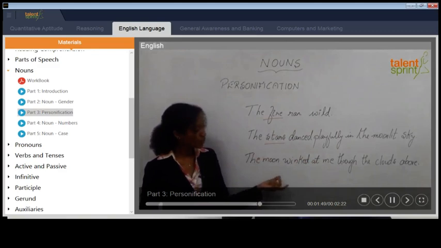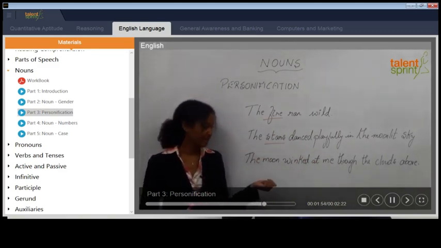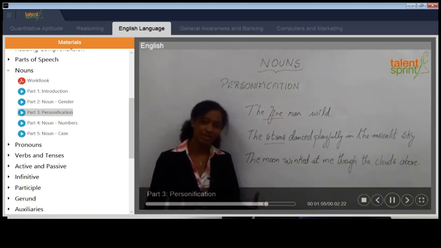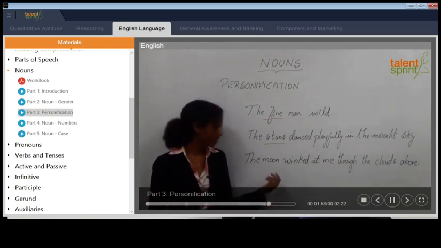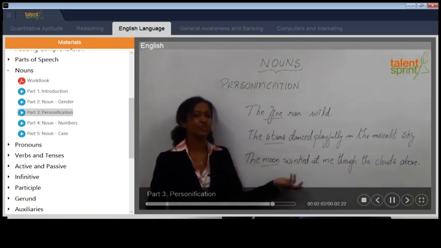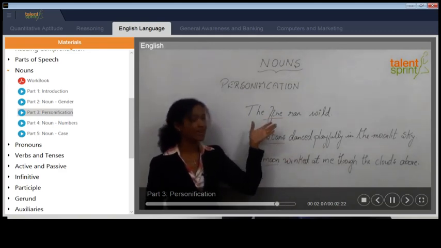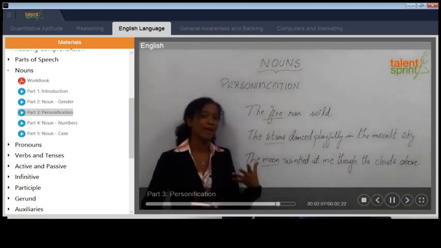The moon winked at me through the clouds above, right? Obviously, again, the moon cannot wink, only a person can wink. So the moon here again is personified to be a person. The stars are personified to be human. And the fire also is personified to be a man running wild.